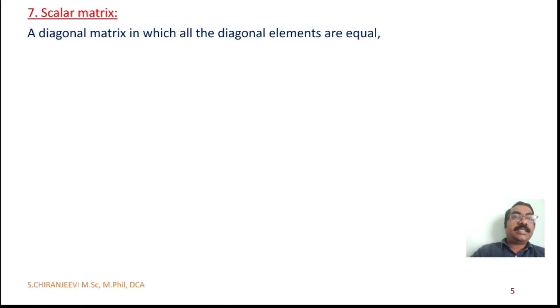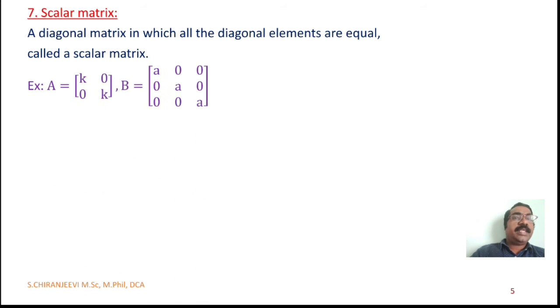Seventh one, scalar matrix. A diagonal matrix in which all the diagonal elements are equal is called a scalar matrix. See here, diagonal matrix in which all diagonal elements are equal, we call it as scalar matrix. Example: capital A, K, 0, 0, K. Capital B, A, 0, 0, 0, A, 0, 0, 0, A.